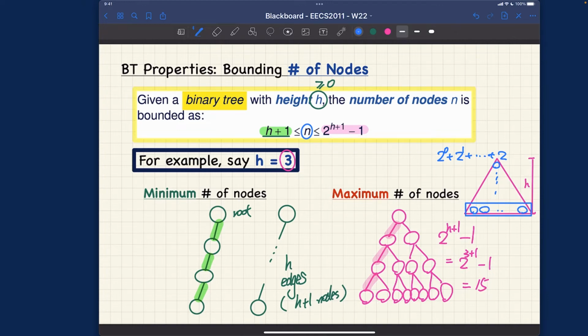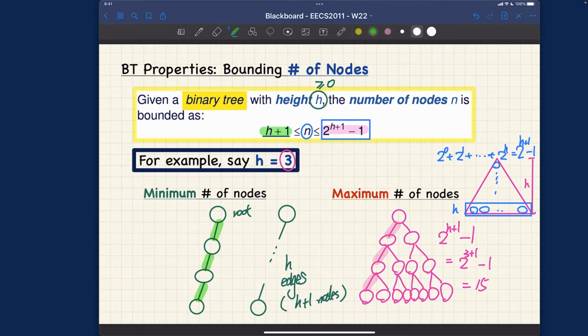This will be h, 2 to the power of h, which will be exactly this number over here by applying the geometric sequence sum formula. 2 to the power of h plus 1 minus 1. Notice that we got from 0 all the way to h. We got h plus 1 terms. That's why. Alrighty, so that's about the minimum and maximum.